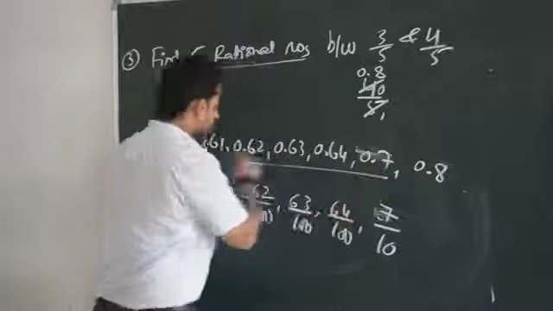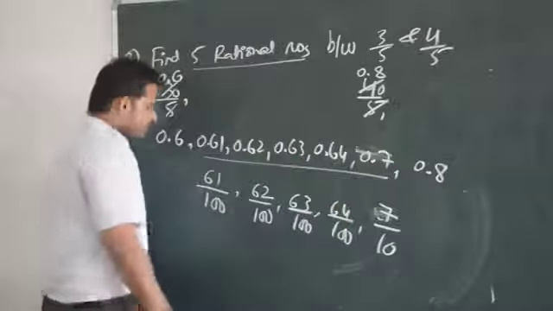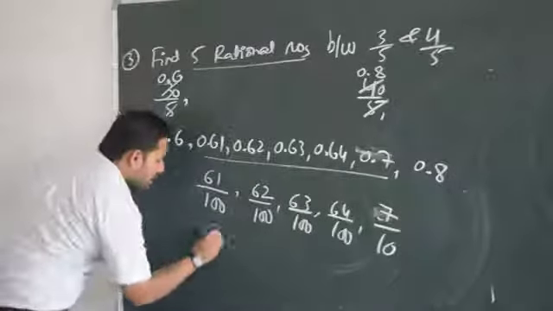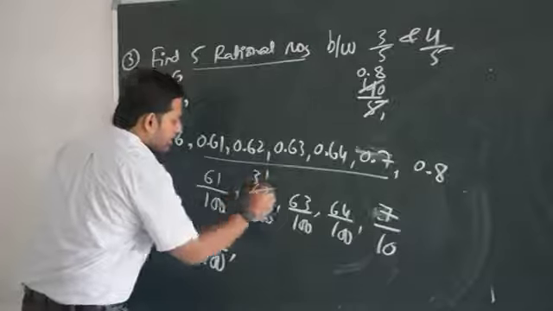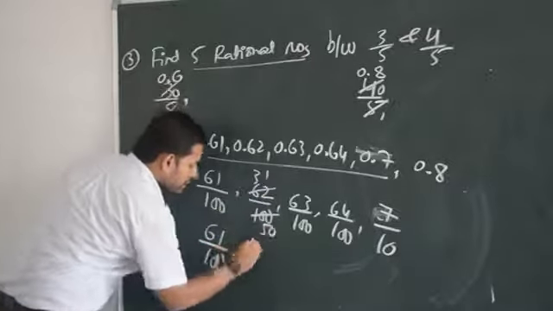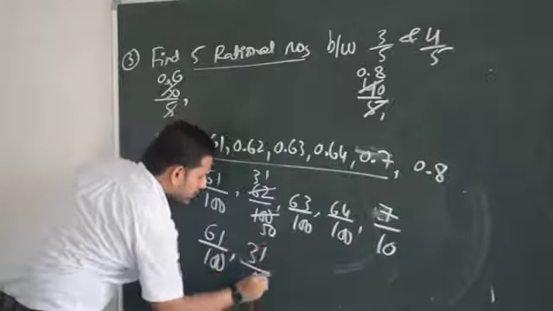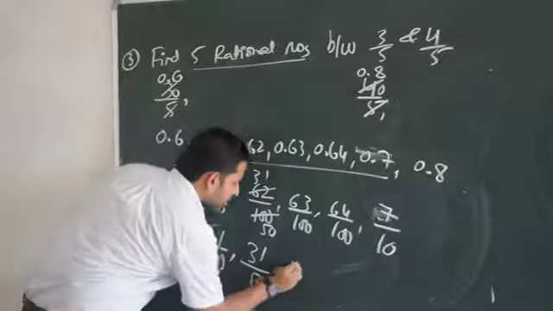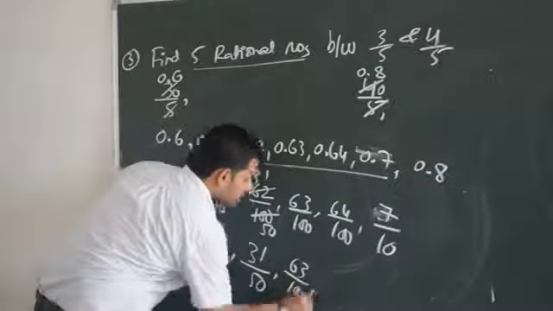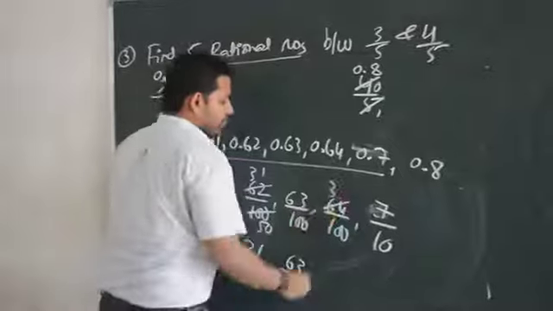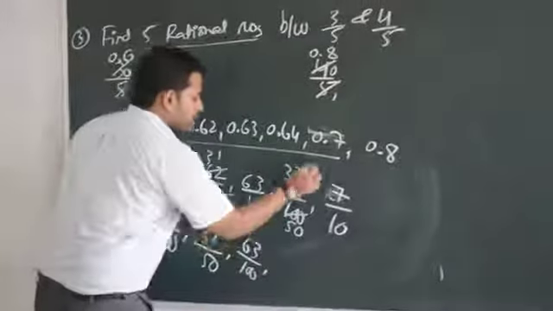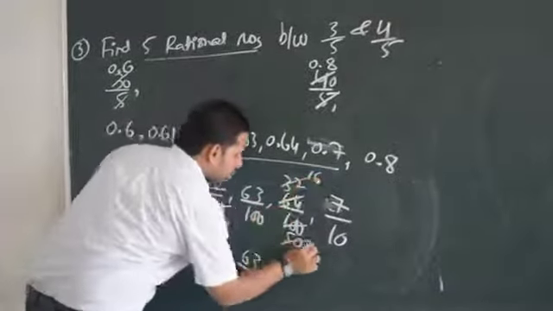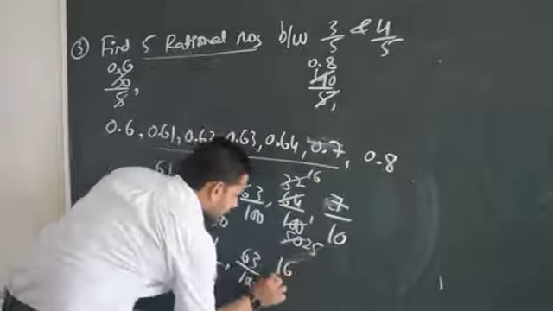It is less than this and greater than this. This is also fine. Then you try to cancel this. 61 by 100 remains as it is. Here 2 31s are 62, 2 1s are 2, then 2 50s are 100. So it becomes 31 divided by 50. Then 63 divided by 100. I cannot do anything. I just leave it like that. Then 64 divided by 100, 2 32s, 2 50s, then 2 16s, 2 25s. So it becomes 16 divided by 25.